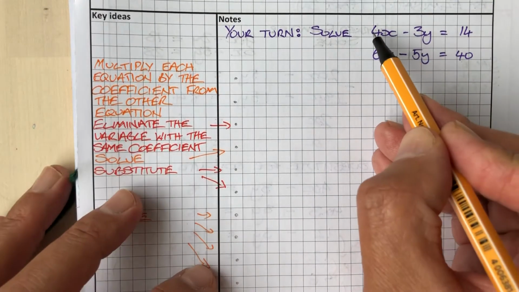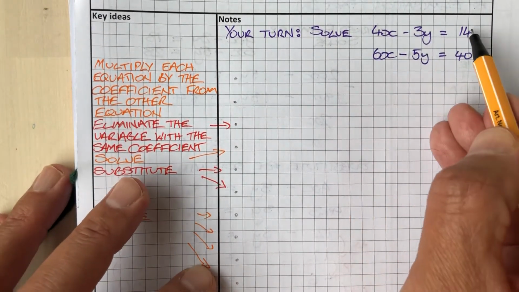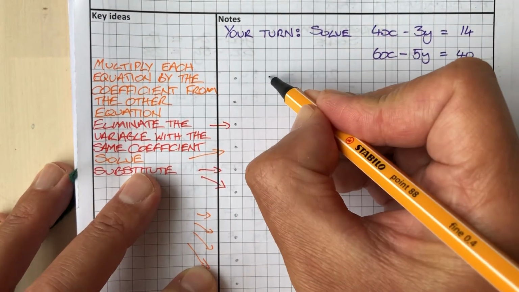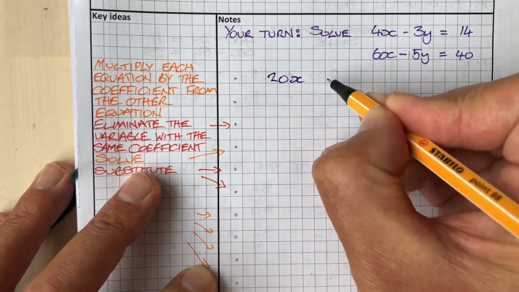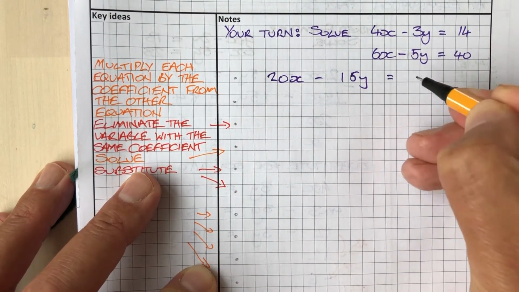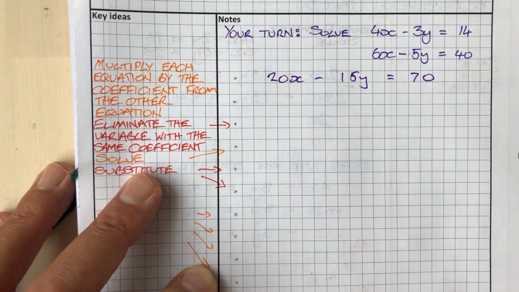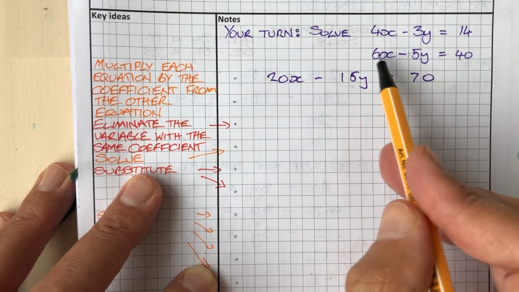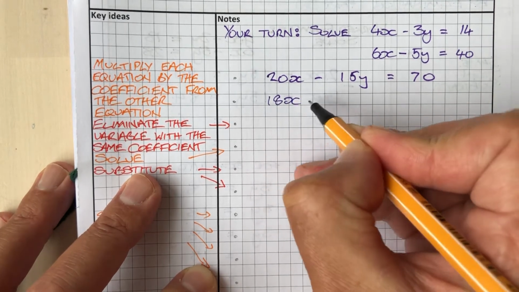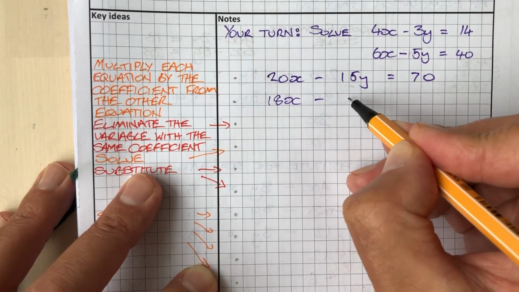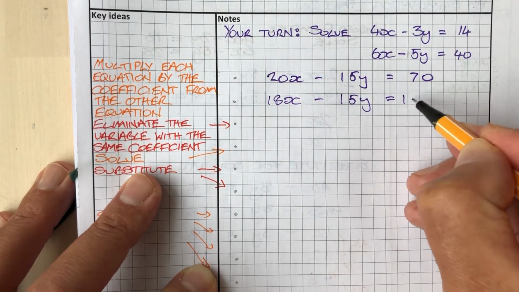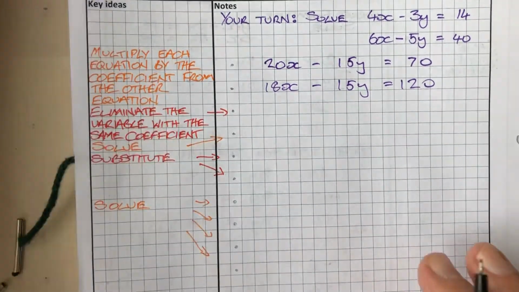I'm going to go with multiplying the top equation by 5 so I can eliminate y. So I have 5 times 4x, take away 5 times 3y equals 5 times 14. The bottom equation I'm going to multiply by 3. So 3 times 6x, take away 3 times 5y equals 3 times 40.